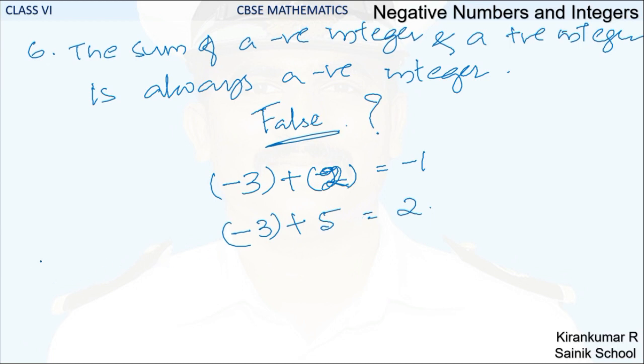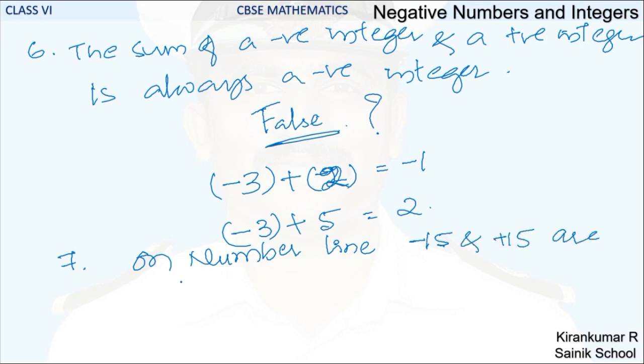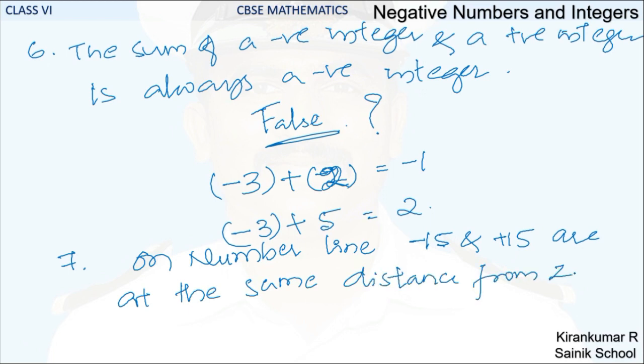Next statement, statement 7. On the number line, negative 15 and positive 15 are at the same distance from 0. This statement is a true statement. They will be at the same distances.